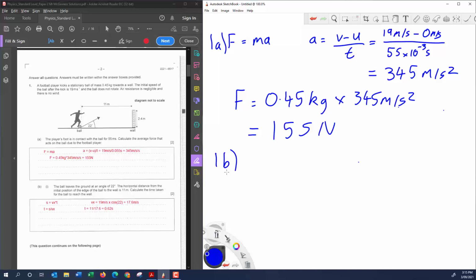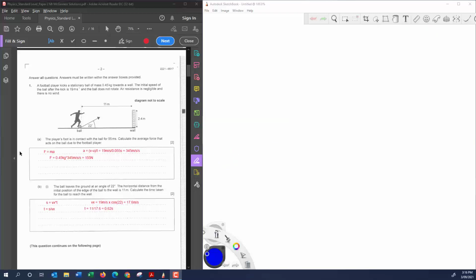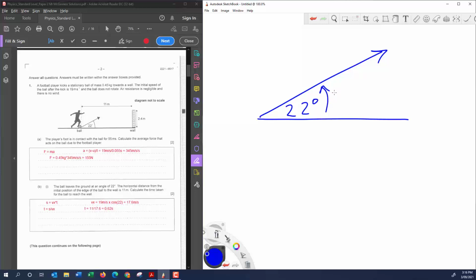So 1B, I've got to admit, this one's got a bit of diagrams and things to it. So what I might do is I'll just clean out the board and do a new one. Okay, so we've got the ball coming up at this angle here. We've got 22 degrees, like that, from the ground. We're being asked how long it will take to get to a wall, which is 11 meters away. So somewhere over here, there's a wall, and that's 11 meters from where you start.